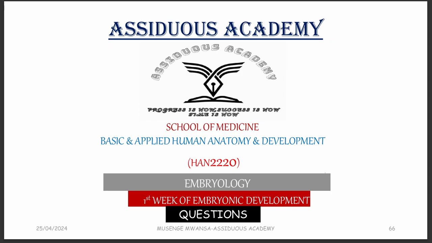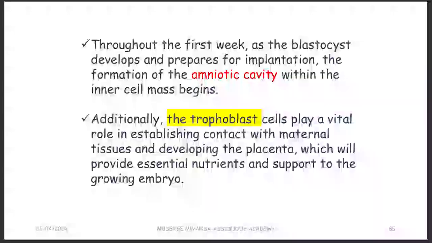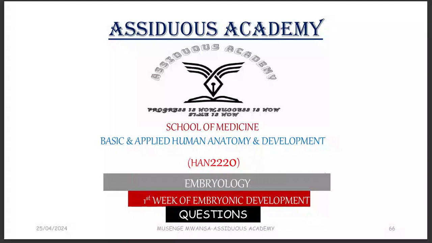Now, I want you to go and read a bit. In which layer of the uterus does implantation happen? Endometrium, myometrium, or perimetrium? Anyone?